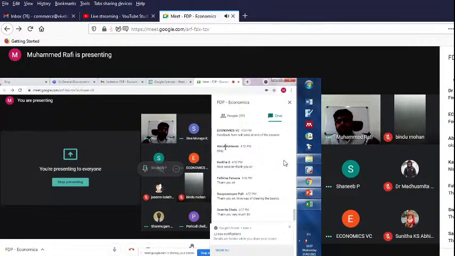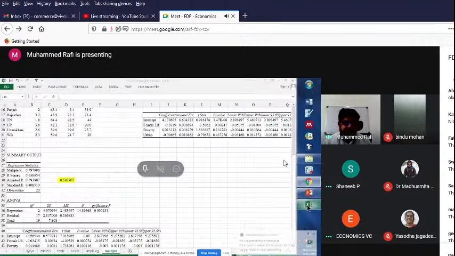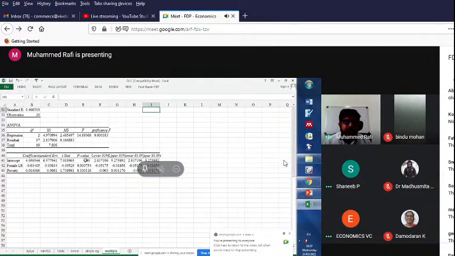See, in research papers, you have to tell whether one variable is significant or not, whether one coefficient is significant or not. And if you want to talk about whether it is significant at the 1% level, 5% level, or 10% level, you can look at the p-value.